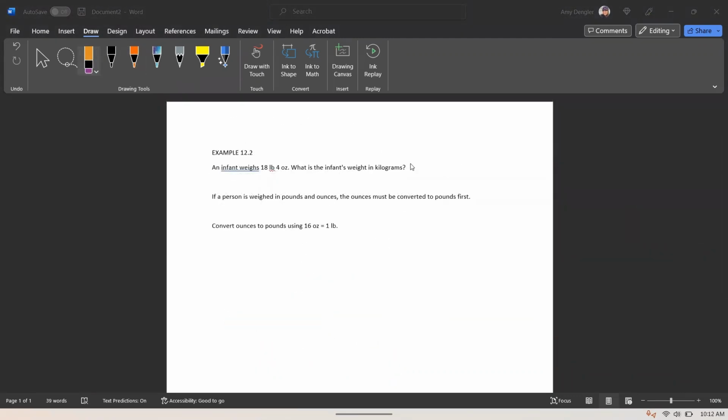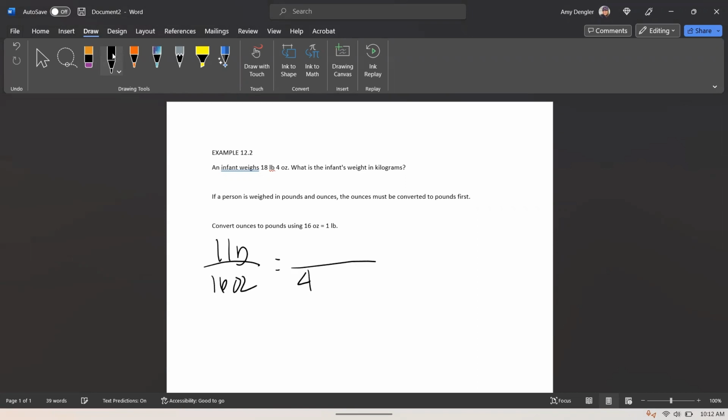An infant weighs 18 pounds, 4 ounces. What is the infant's weight in kilograms? If a person is weighed in pounds and ounces, the ounces must be converted to pounds first. So we're going to use that conversion factor of 1 pound is equal to 16 ounces. And we have the 4 ounces from the infant's weight. How many pounds is that?